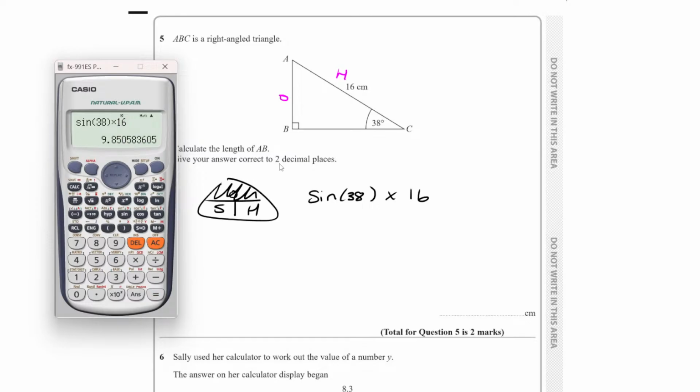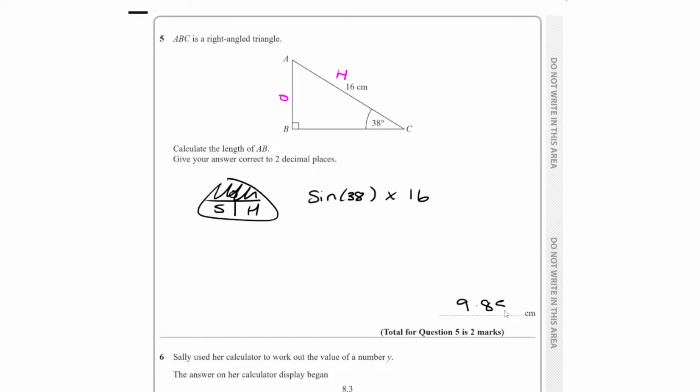And then they said 2 decimal places. You can see that rounds quite nicely to 9.85. So yeah, nice 2 marks there.